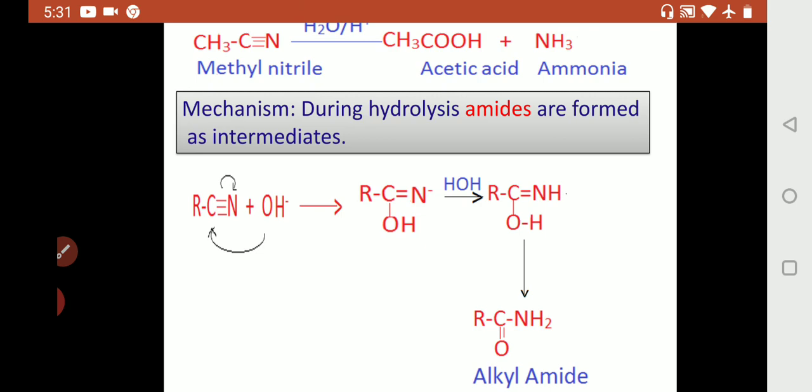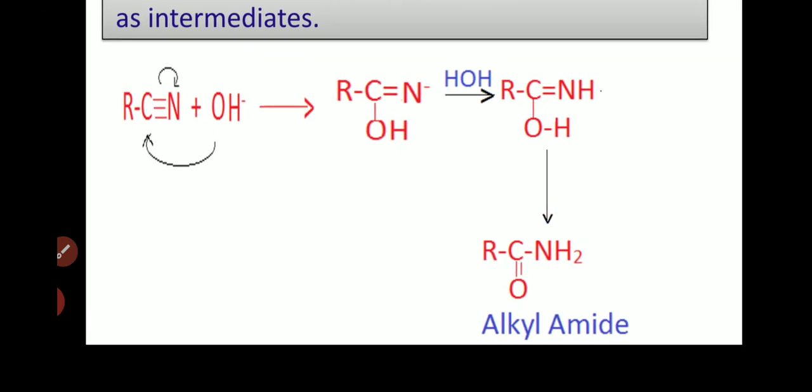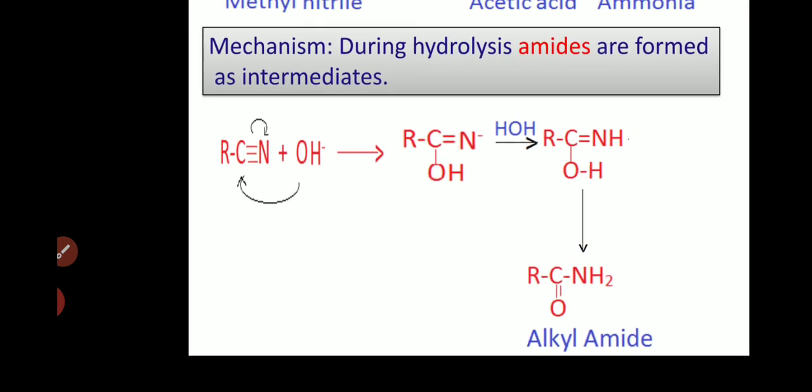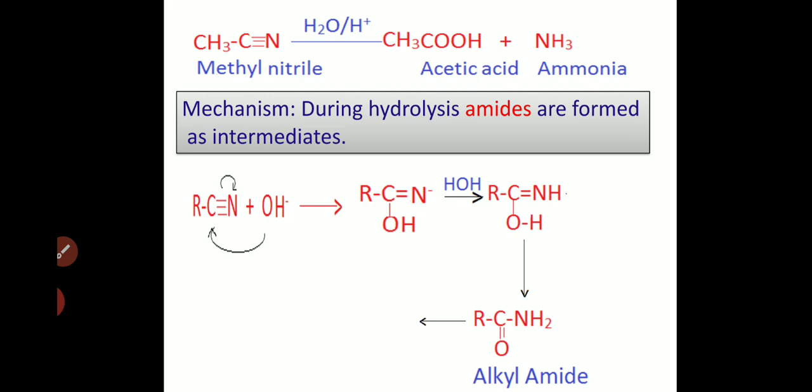Now this is not the final product. What is our final product? Acetic acid is the final product. To get the final product, still it has to be converted into carboxylic acid. How? Carboxylic acid is the final product. Now this further undergoes hydrolysis in presence of an acid to form the left part. RCO part will become RCOOH and nitrogen NH2 part will become NH3, that is carboxylic acid and ammonia.